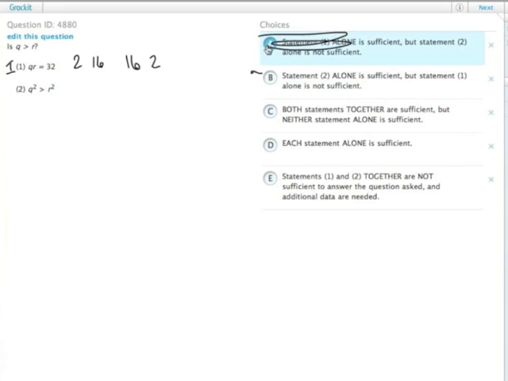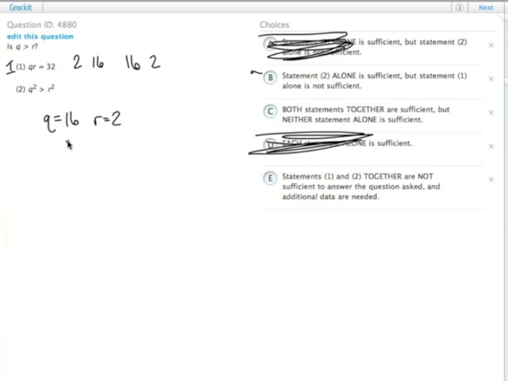So we can get rid of statement 1 being sufficient as well as each alone. Statement 2 tells us Q squared is greater than R squared. While that can be true, it doesn't take into account negative numbers. So if we pick, for example, Q equals 16 and R equals 2, Q squared will definitely be greater than R squared, and Q will be greater than R.